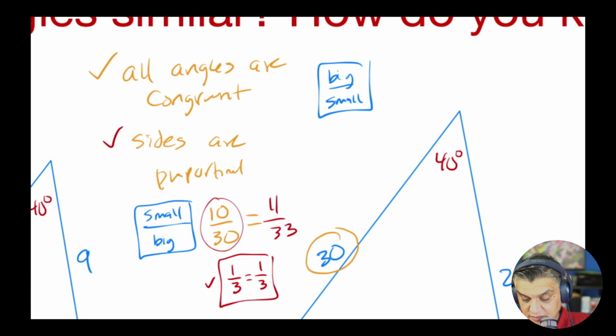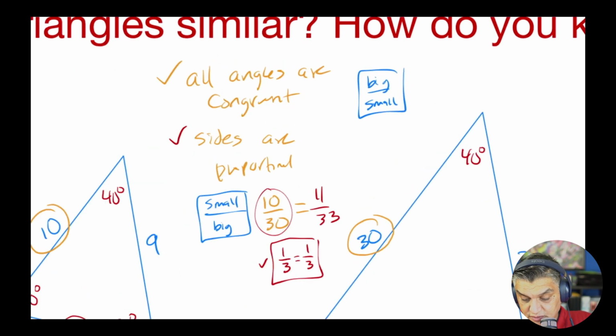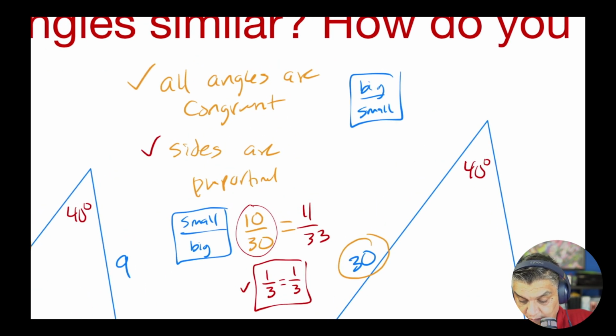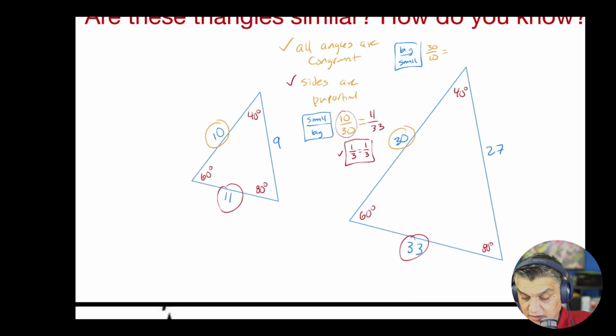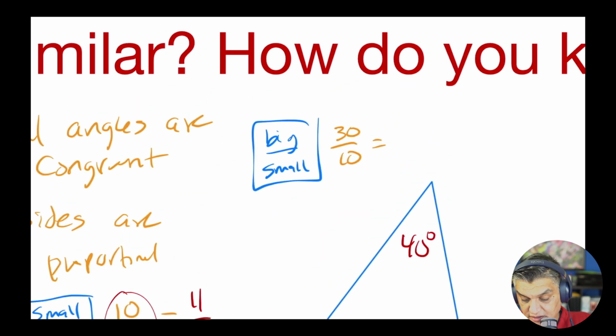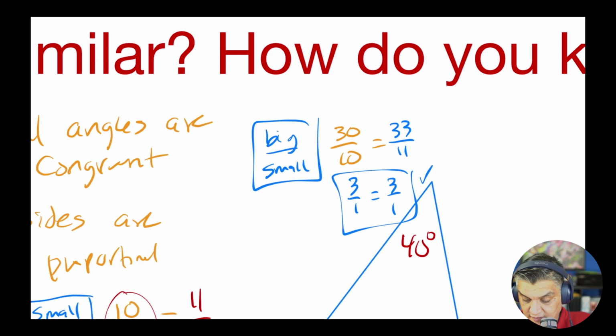So if you want to go big to small, that's fine. Yours just would have been 30 over 10. And does that equal this side compared to that side? Right? We're just comparing 33 to 11. Okay, and that would just be 3 over 1. Does that equal 3 over 1? Yes. Yes, it does.